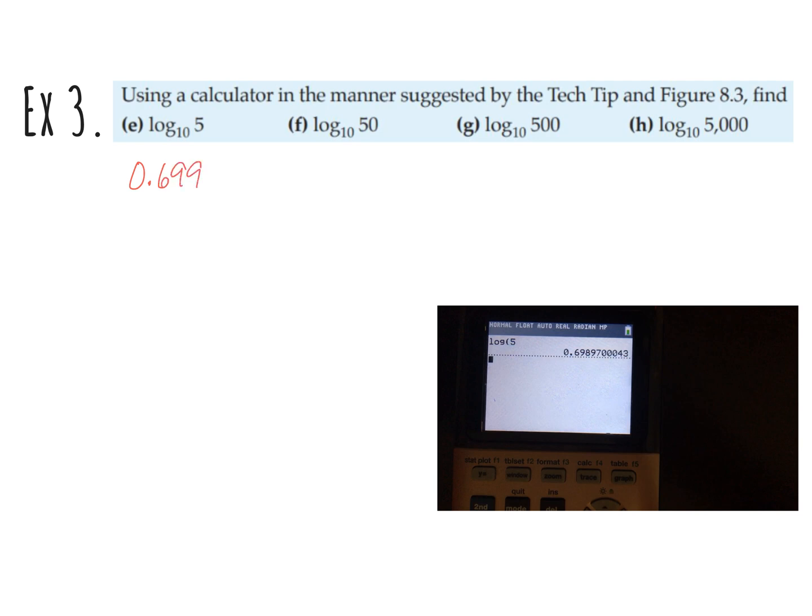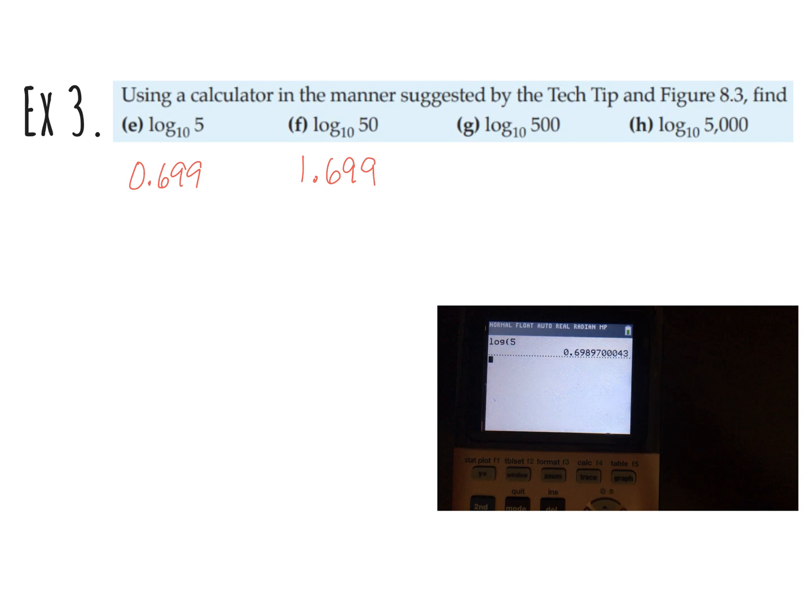Okay, going to the next example, if you do the log of 50, and I'm just doing that on my calculator, you can do it on yours, and if I round it to the nearest thousandth again, we have 1.698. We look at the 9 after it, that means we round it up, so 1.699.